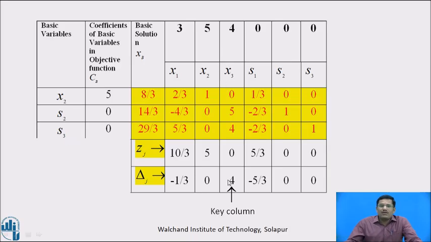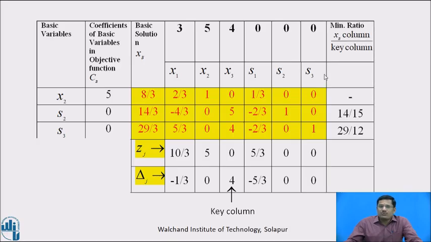Now to find the outgoing variable, we take the division of the xb column and this x3 column. Obviously, here we are writing a dash because the first xb entry is 8 by 3 and the x3 entry is 0, so we get infinity. Negative or infinite values are not written here; only the positive entries are written in the minimum ratio column. Among these two, 14 by 15 will be the smallest one. So this will be the key row, and its associated variable is S2, which is going to leave the basis. Here the key element is 5.